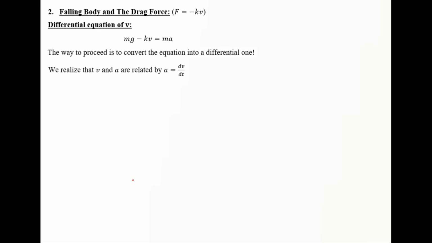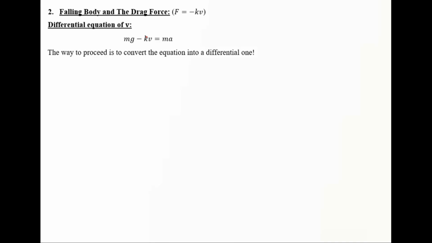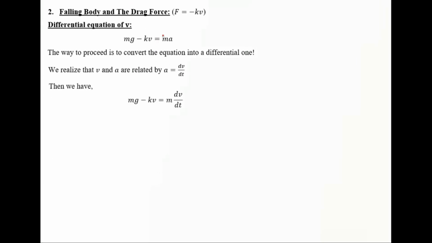Now, because we are determining the differential equation of v, we need to convert a, the acceleration, into a velocity, and this can be done easily using calculus. We realize that v and a are related by a is dv by dt. Then replacing a in the above equation, we're gonna get mg minus kv is equal to m dv by dt.